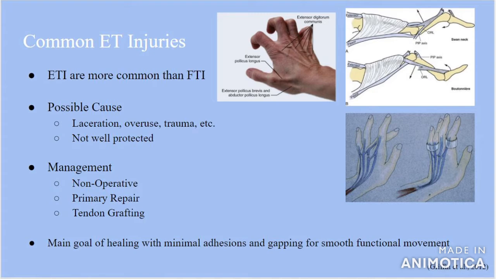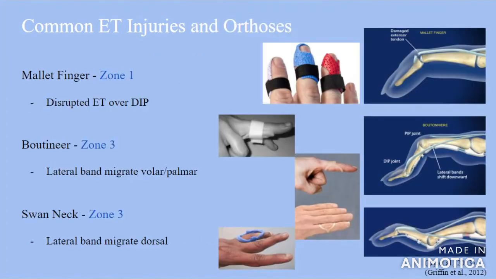Injury management can be completed in 3 ways: non-operative, primary repair, and surgical tendon grafting. Overall, the main goals of healing are to restore smooth functional movements of the hand with no adhesions or gapping of the tendons. As discussed in lab previously, some deformities of the digits include boutonniere, swan neck, and mallet finger. This could be due to a condition like RA or other trauma.